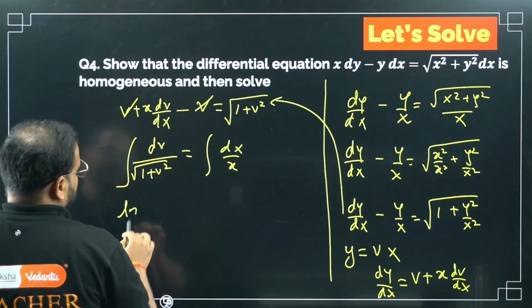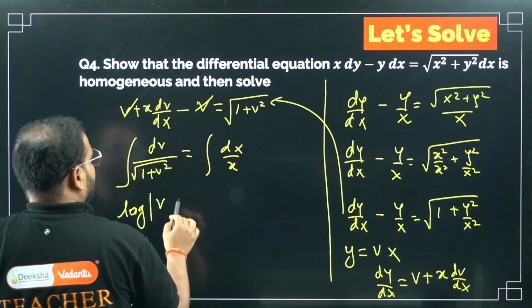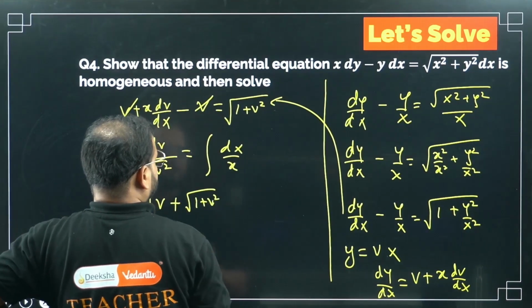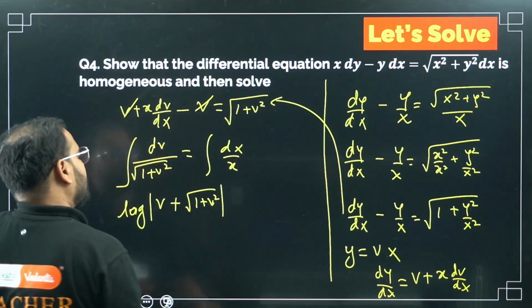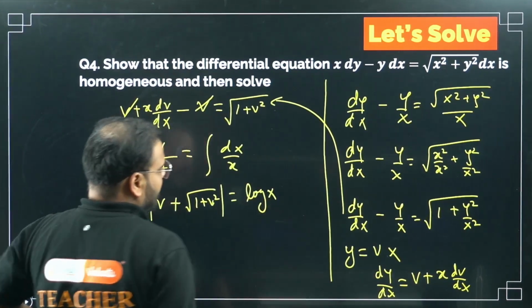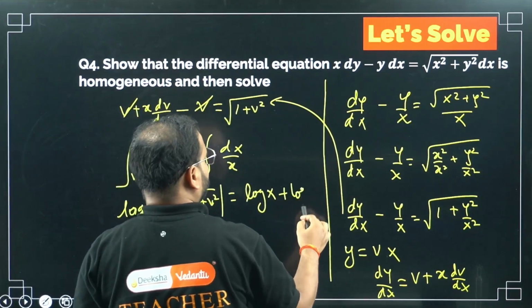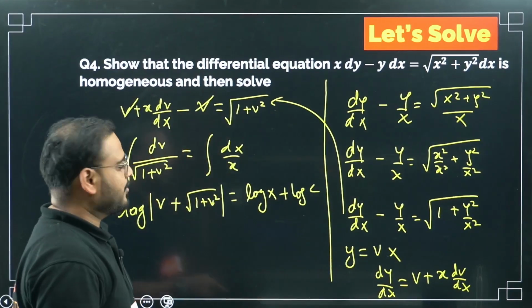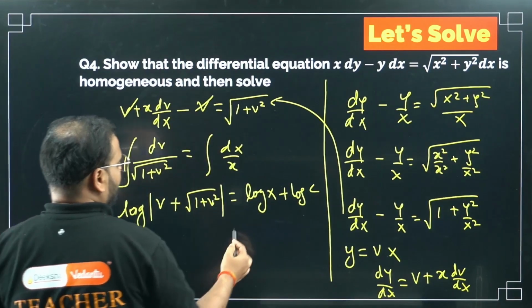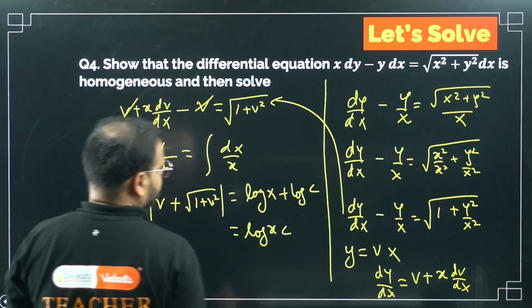Log v plus root under 1 plus v square, correct, equals to log x, and constant I'll get, right? So why not write it like log only, log c. Why like that, sir? Because log a plus log b, I can use the formula for that reason. So now apply the log over here. Log formula will become log xc.